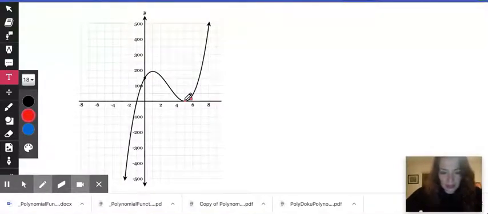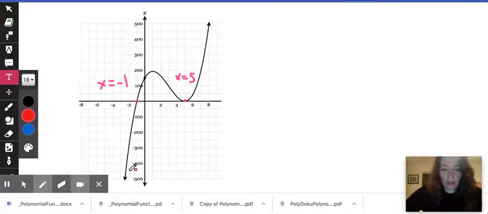So I can see that there is a bounce at x equals 5, and the graph also passes through the point -1, so at x equals -1.